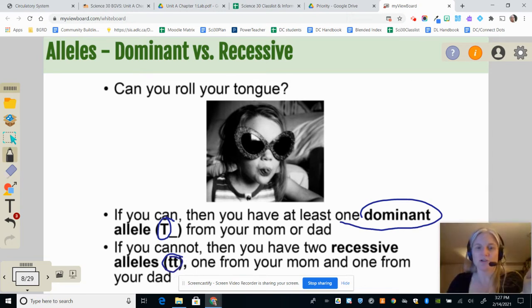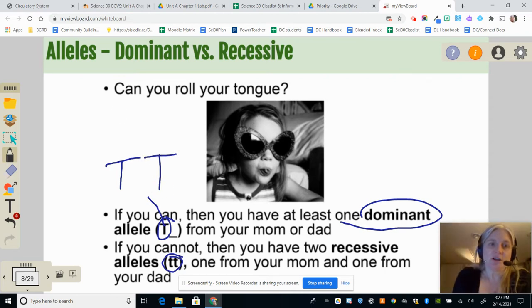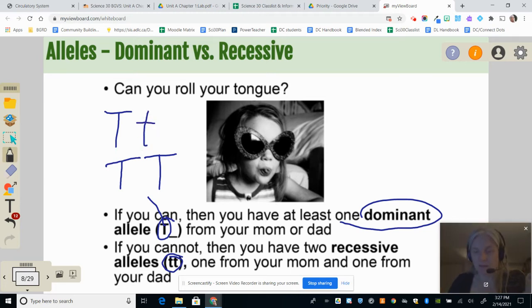Okay, so if you can't roll your tongue, you know that you have two recessive, one from your mom, one from your dad. If you can roll your tongue, you have to have one dominant allele at least, and the other one could be a dominant one. But the other option is you could have one dominant and one recessive. As long as you have a dominant allele in your combination, it's going to be expressed and the recessive will be hidden.